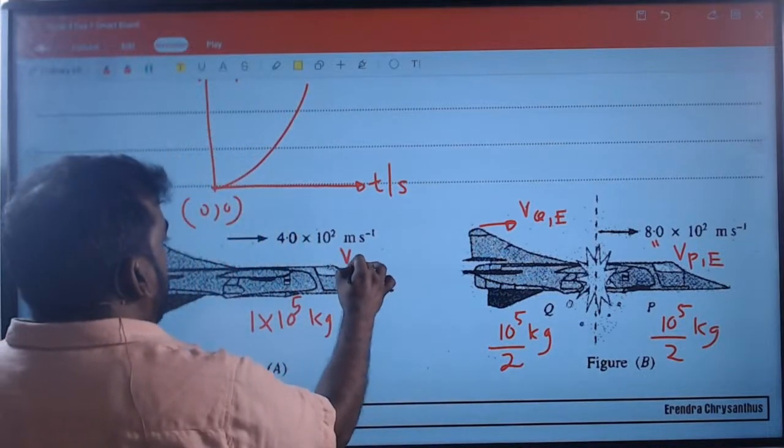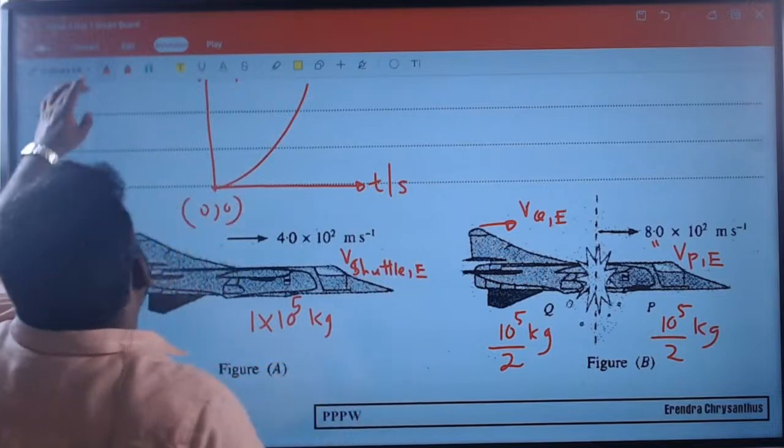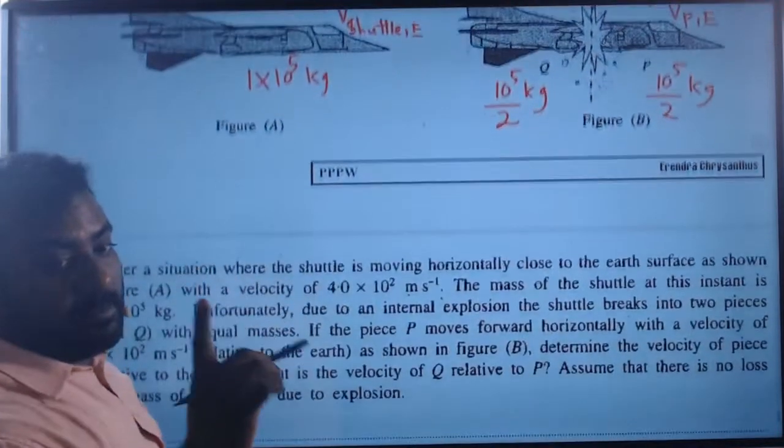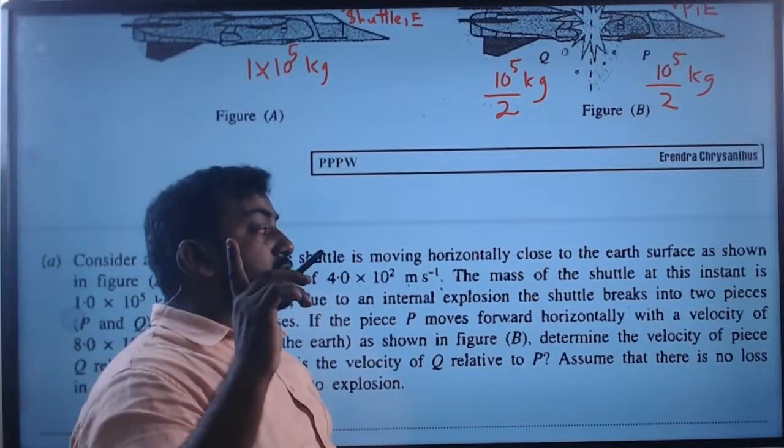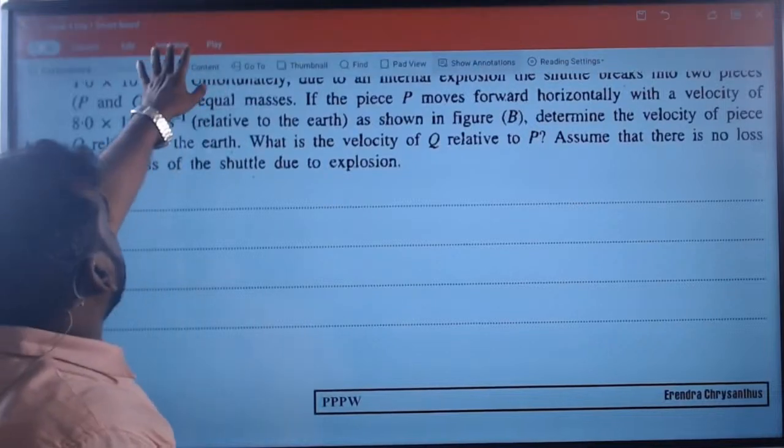This is the velocity of the shuttle with respect to Earth. Remember, when you apply the law of conservation of linear momentum, all velocities should be with respect to Earth. You must write it.